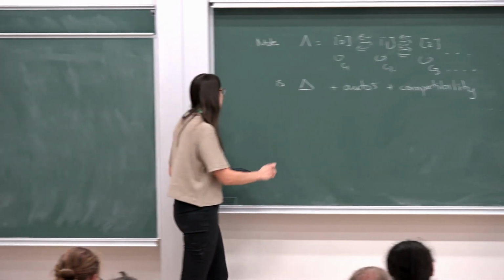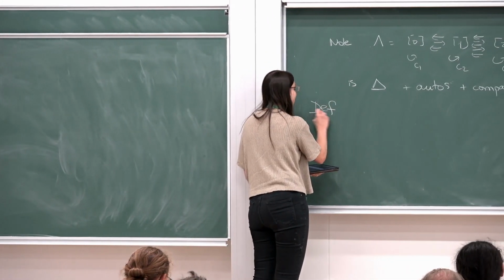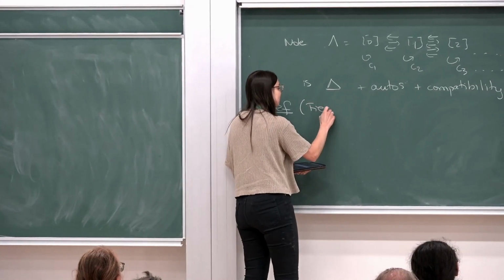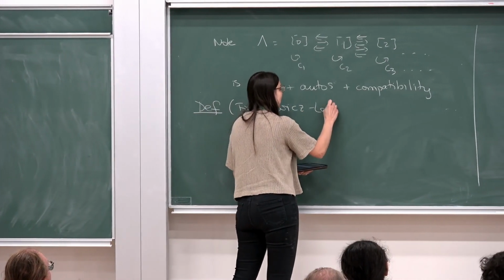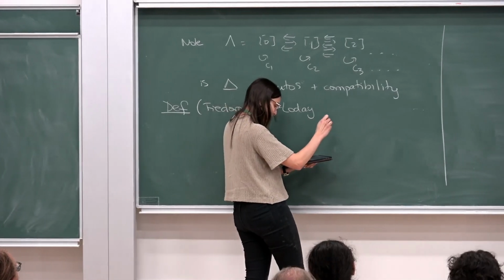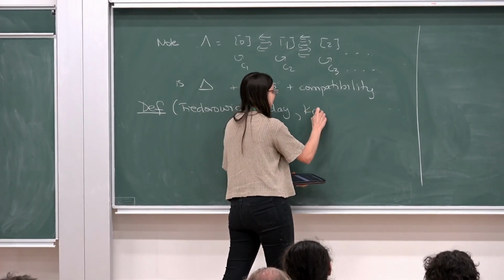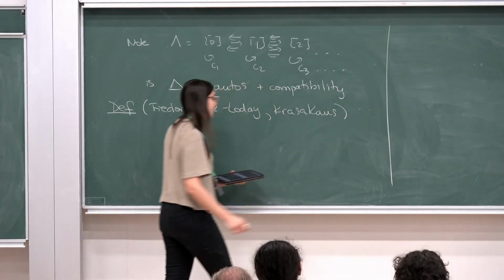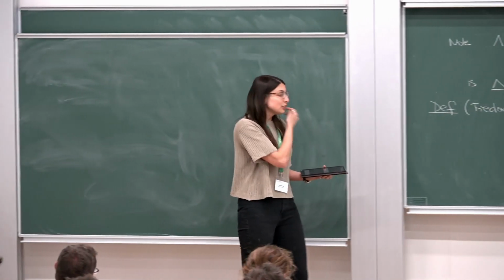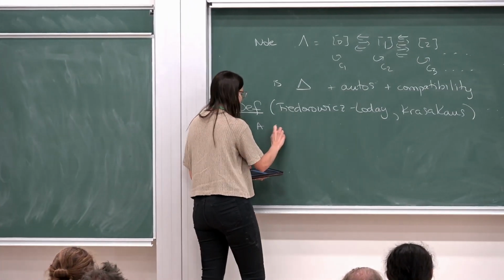Okay, so here is the more general definition due to Fiedorowicz and Loday, and independently also Krasauskas. So the gadget is called a cross-simplicial group.